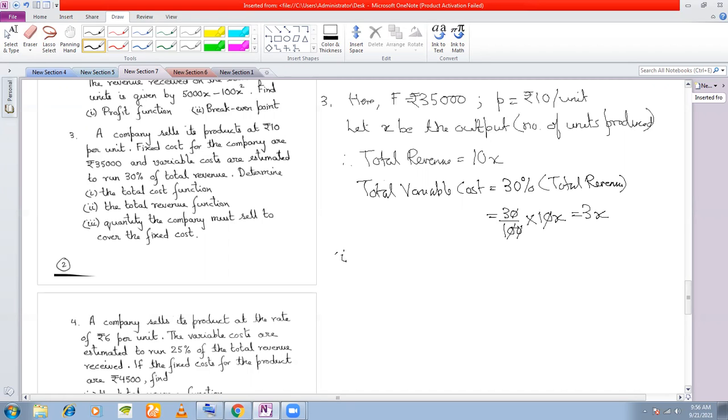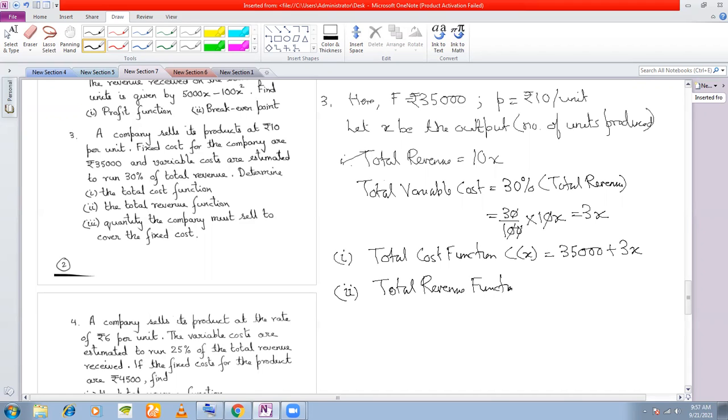So therefore, first question, the total cost function. C(X) is fixed cost plus the variable cost, right? This is your total cost function. First question is answered. Next is total revenue function. We have written above total revenue is 10X. So total revenue function, let's call it R(X), is equal to 10X. This is the total revenue function.